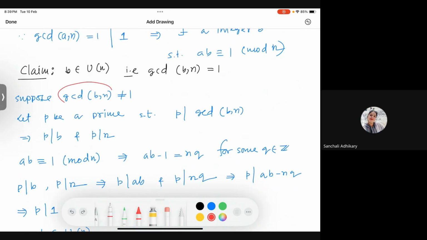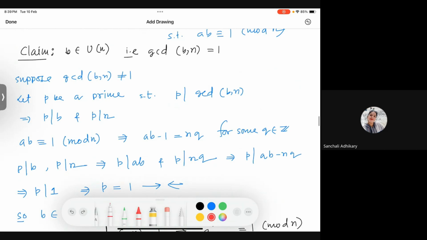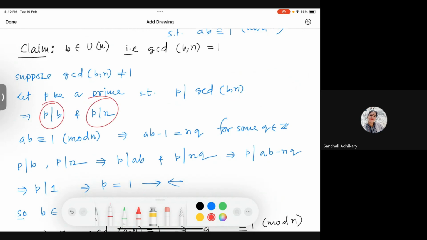Suppose GCD of b comma n is not equal to 1. So it means the element b does not belong to Un. Okay, so there exists a prime number p such that p divides GCD of b comma n. It means p divides b and p divides n. What is the meaning of this? It means ab minus 1 is equal to nq, right?